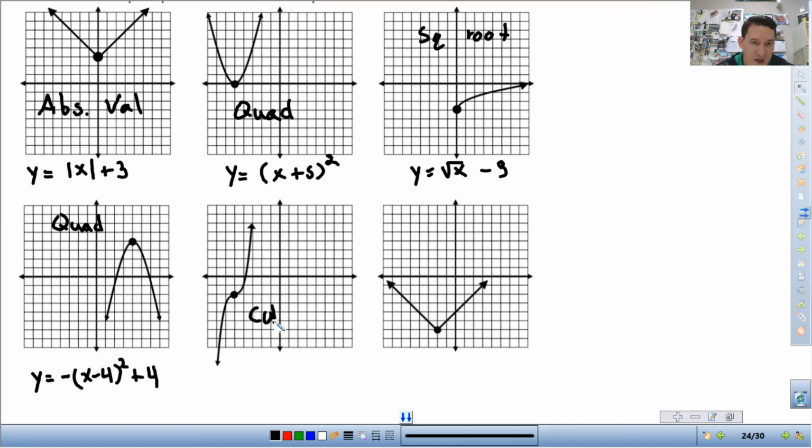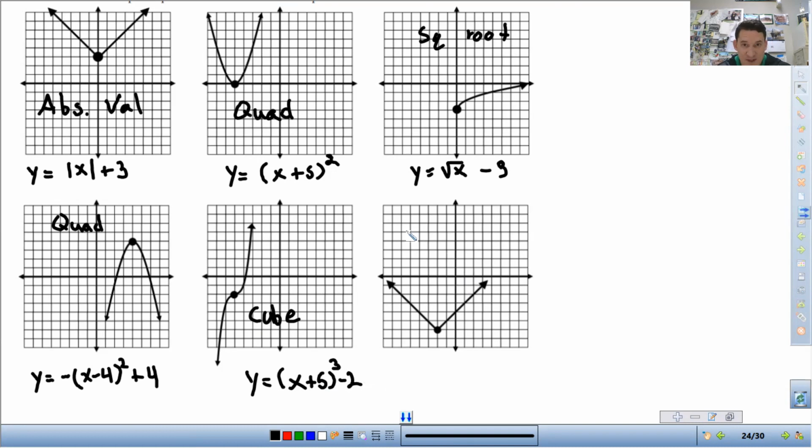This is the cubic function. So this is just to the left 1, 2, 3, 4, 5, and then down 2. So that's going to be y is equal to x plus 5 cubed minus 2.